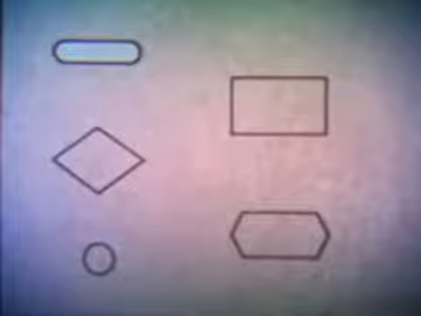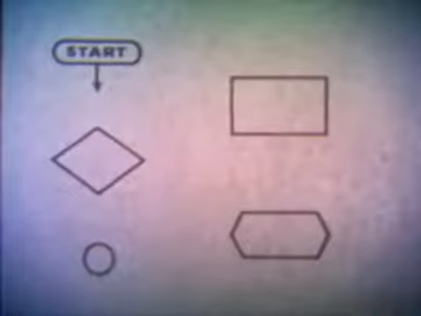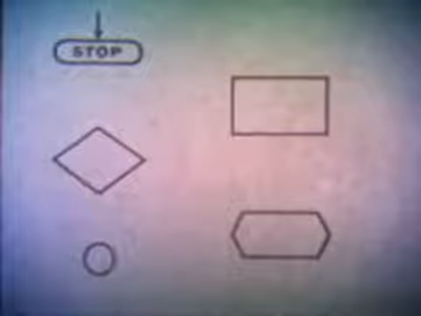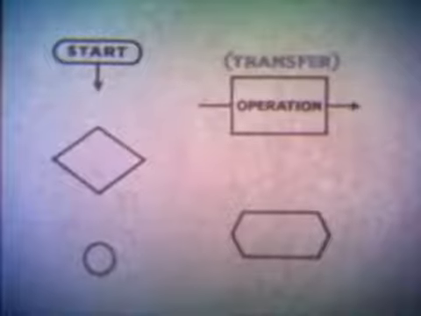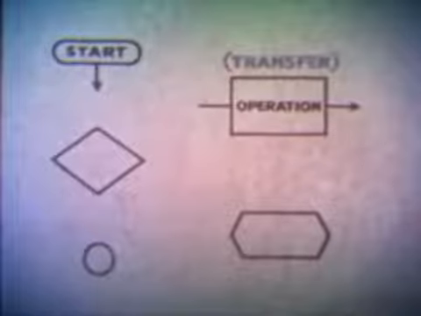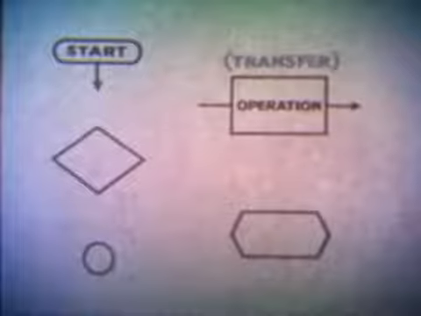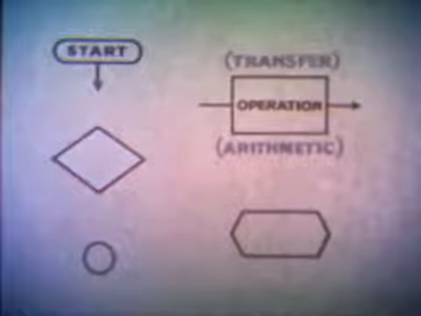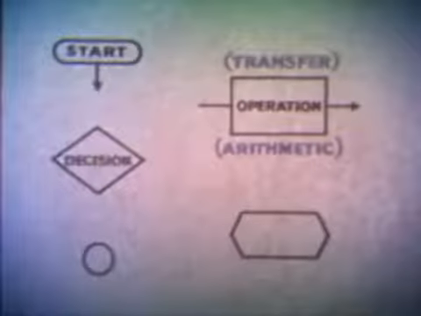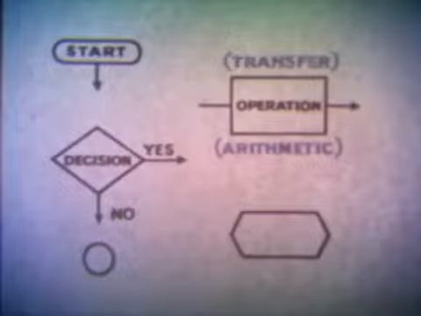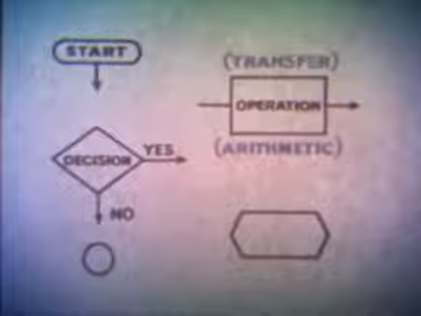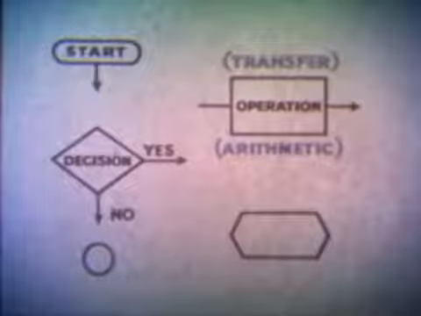This shape is used to indicate the start and the stop of the program process. The rectangle represents an operation, either a transfer, such as moving data from the storage or memory to the arithmetic unit, or the operation may be arithmetic. The diamond applies to logical operations and indicates a decision to be made, a question to be answered, yes or no. This is known as branching and may result in changes of instructions.